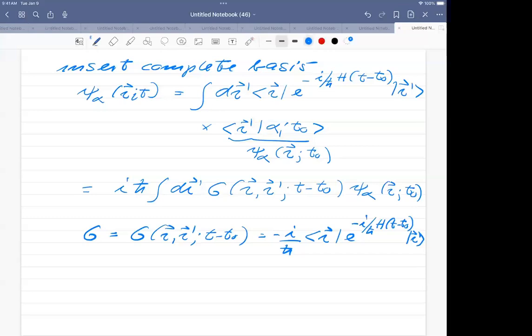Yes, you're right. That should be an R prime here. Sorry for that, I just forgot it.